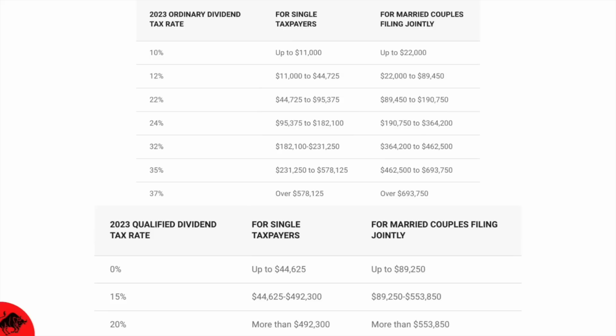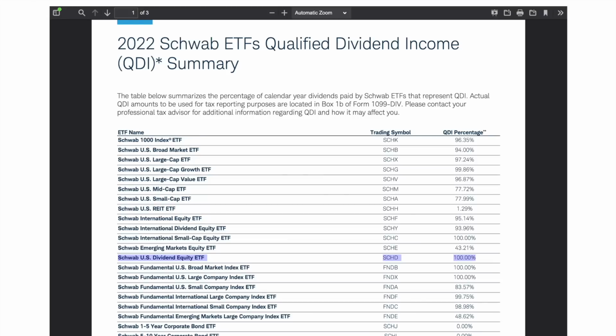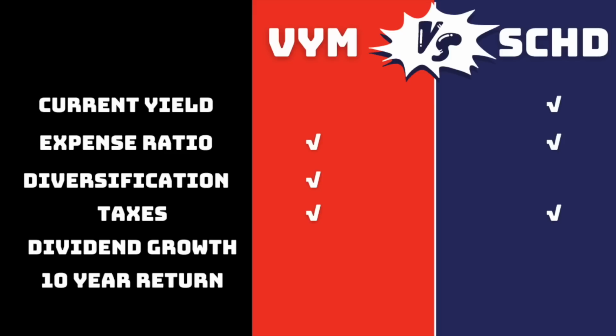Going on to Vanguard's website, it says that for the year 2022 and 2023 for the year so far, 100% of their dividend distributions have been qualified dividends. If we look at Schwab's website, it also says that SCHD's dividends last year were 100% qualified, and that'll probably be the case this year. So since both of these funds are paying nothing but qualified distributions, I'm giving both of them the point in this category.